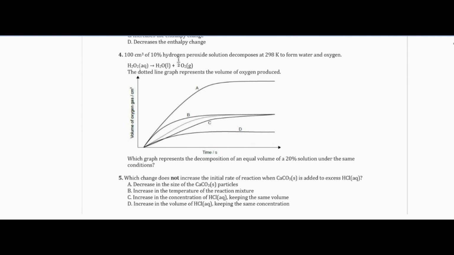4, 100 centimeters cubed of 10% hydrogen peroxide solution decomposes. It forms water and oxygen. The dotted line represents the volume of oxygen produced. Which graph represents the decomposition of an equal volume of a 20% solution? Okay, so we've got more of the hydrogen peroxide. More of it. It's more concentrated, which means we'll get a lot more gas here.